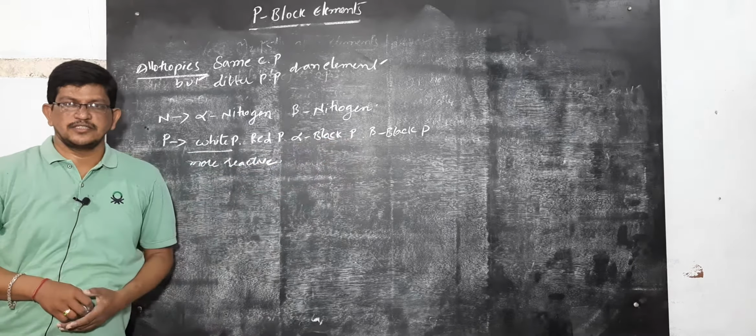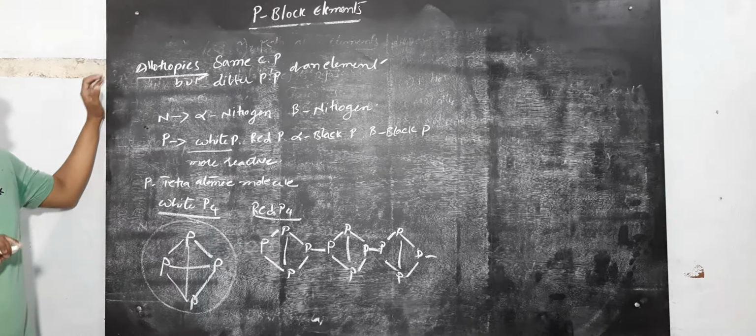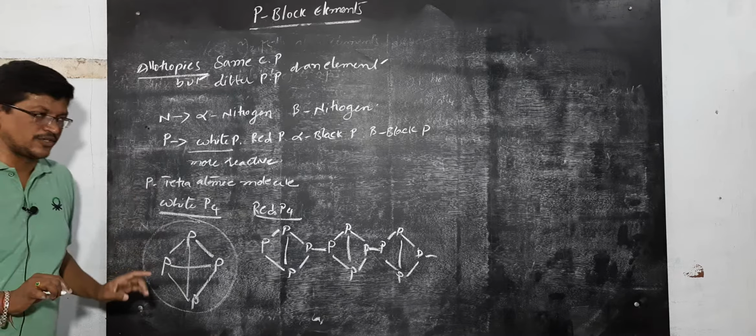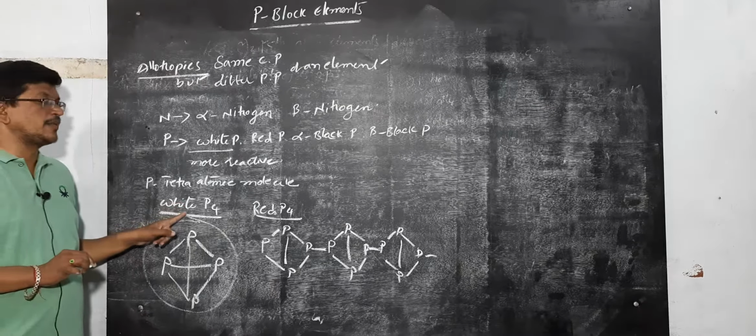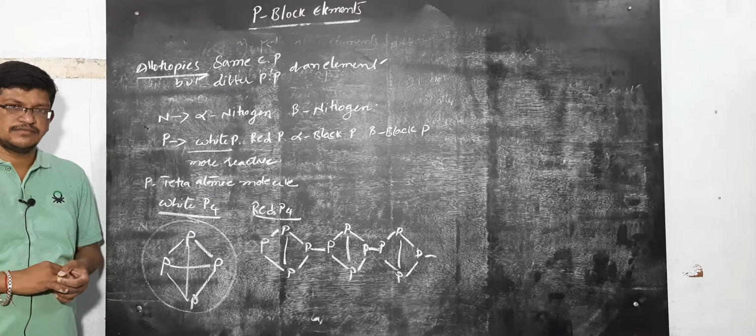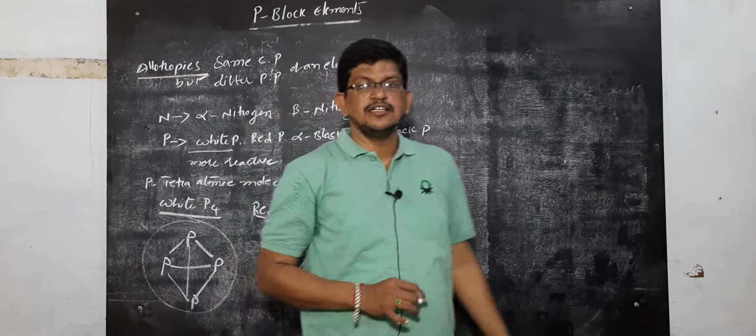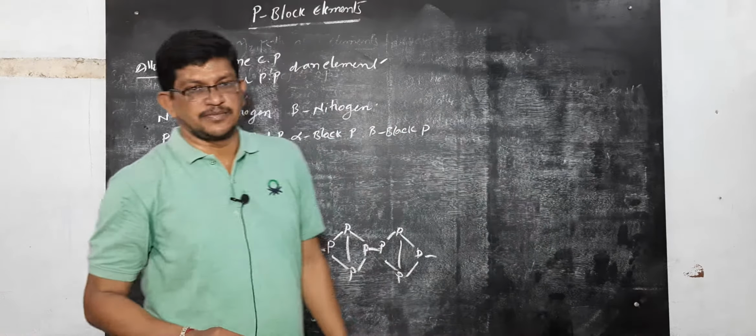Due to the formation of covalent bonds between the P4 units, red phosphorus is less reactive than white phosphorus. Because only a single discrete P4 unit exists in white phosphorus, white phosphorus is more reactive. Not only reactive, it is also more poisonous than red phosphorus. So these are the allotropic forms of phosphorus.